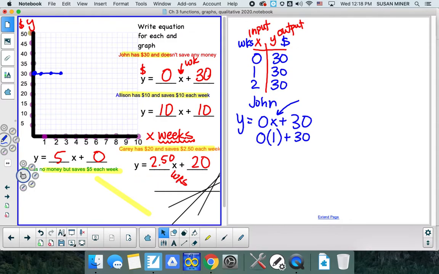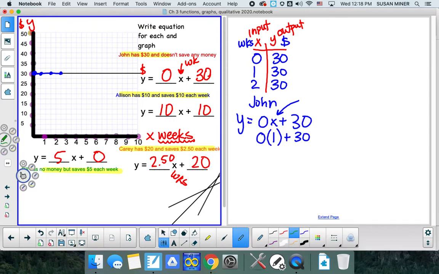John's line is going to look something like that. Okay. And we're going to do this for each one of these people. Now let's go ahead and I'm going to switch colors over here.